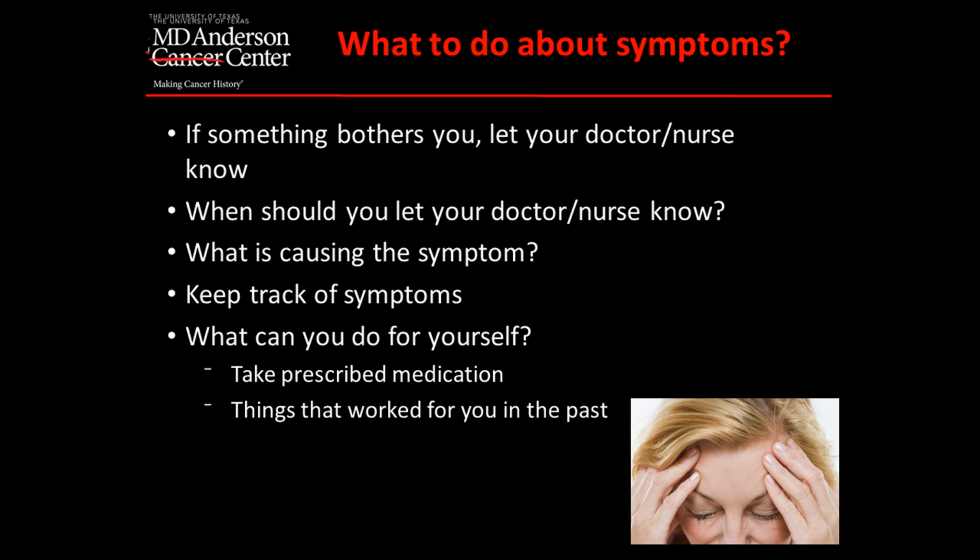So, what to do about these symptoms, though? What to do if you have GIST and you're on treatment? What can you do about this? First of all, if something bothers you, let your doctor or nurse know. Don't feel like it's not important enough to tell somebody, because people can't do anything unless they know about it. And again, if you all of a sudden develop a very severe symptom, sometimes you will need to actually go to an emergency room or call 911.